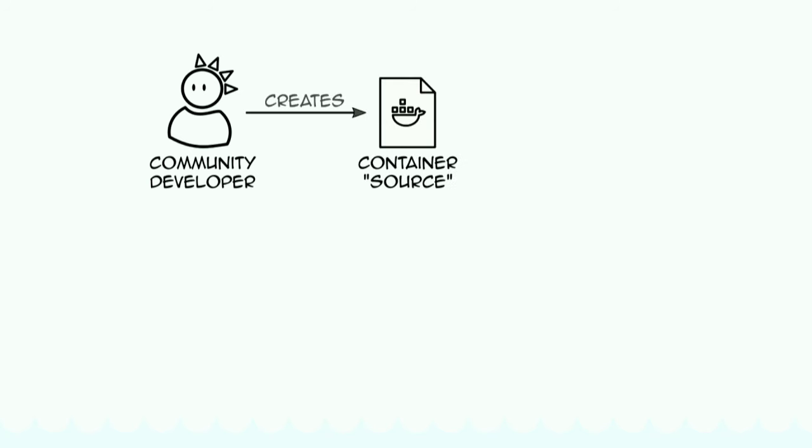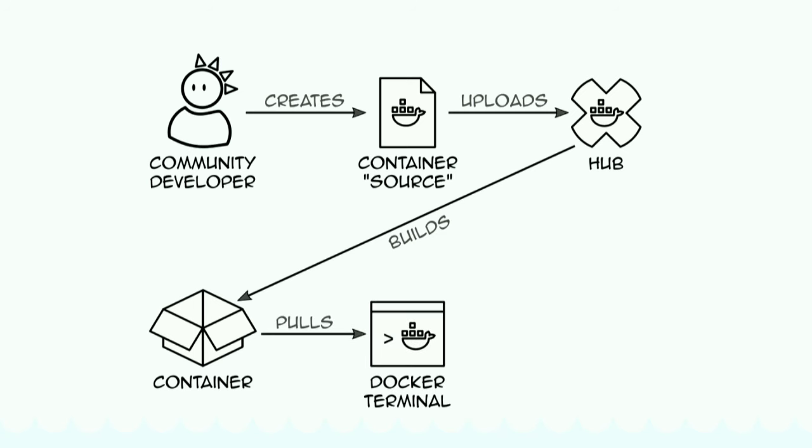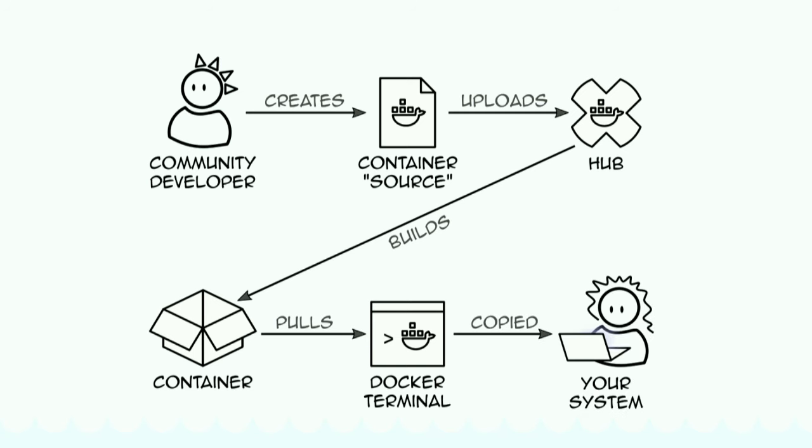So how it works is you might have a community developer like myself or you or anyone else who comes up with this great new container and they want to share it with everybody. So they take the container source code and upload that to Docker Hub. Docker Hub will take that source code and build a real, actual working container on their servers. And then they take a snapshot of that called an image. When you actually need to use that container, you do a Docker pull from your system using the terminal, and it downloads the container to your system, ready to use.